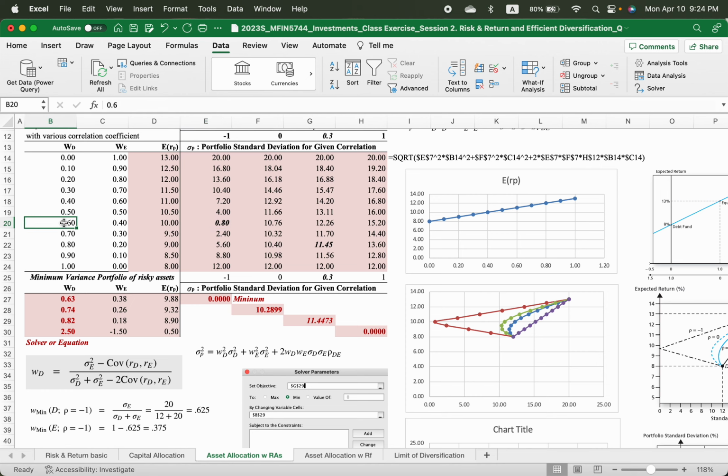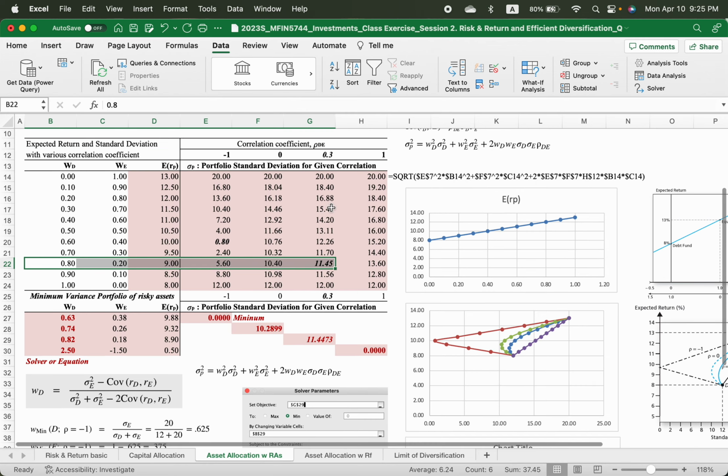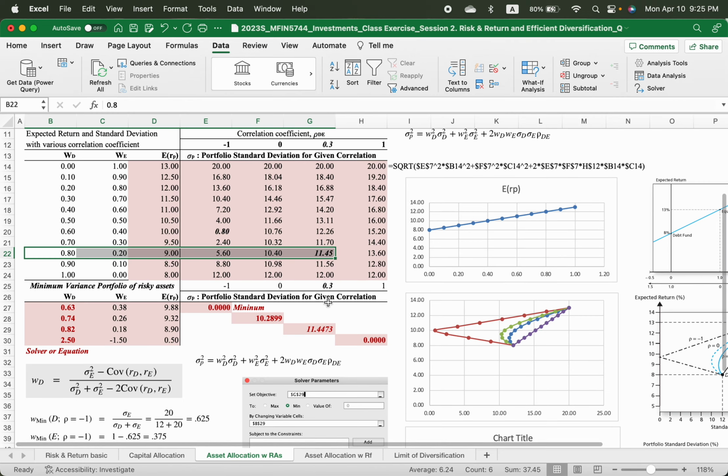But here, this level, where the weight of debt is 63% and the equity weight is 38%, right? And this is the weight of this combination when the correlation coefficient is 0.3. You guys understand? Now we find this minimum level of the standard deviation of the portfolio given the correlation coefficient.